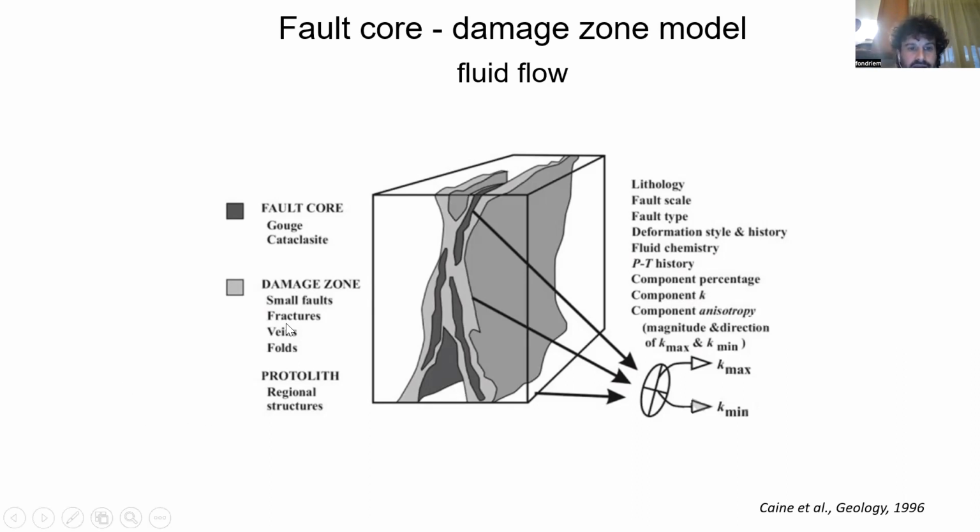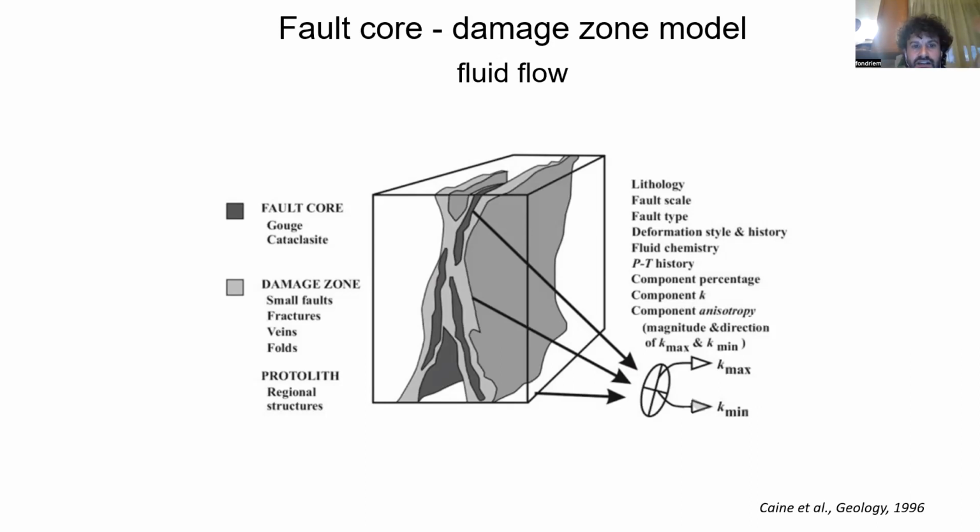And typically the fault core is made of crushed, let's say, fault rocks, so rocks coming from the crushing, the comminution, of the original host rocks, and is characterized by a very low permeability.